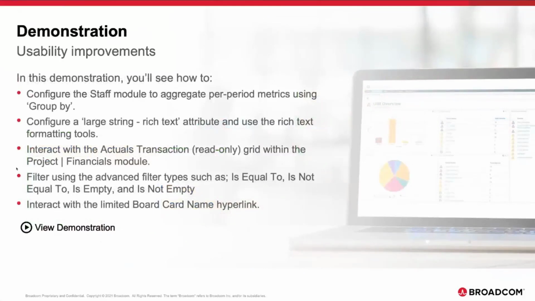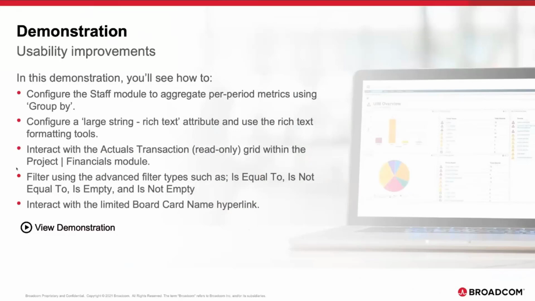Okay, so I'm going to get into the demo here. We're going to cover off on these 5 things. We're going to look at the staff module and talk about the aggregated per period metrics using group by. We'll take a look at the large string rich text attribute. I'm actually not going to configure one, but I'll show you the end result in Studio, and we'll look at how it behaves in the application.